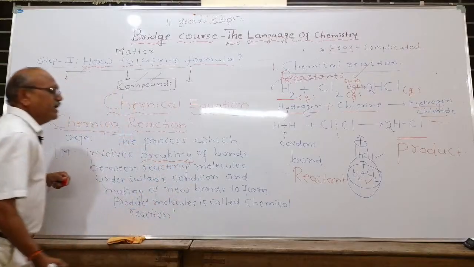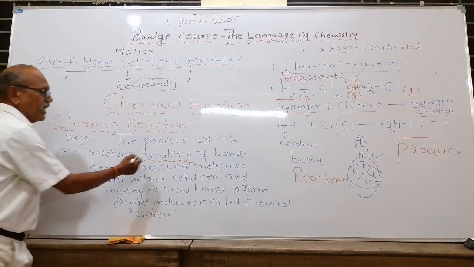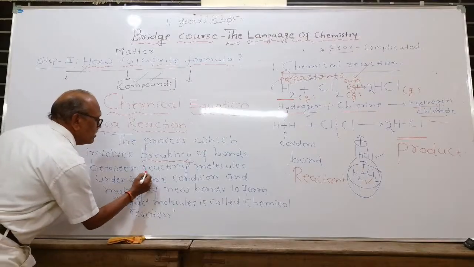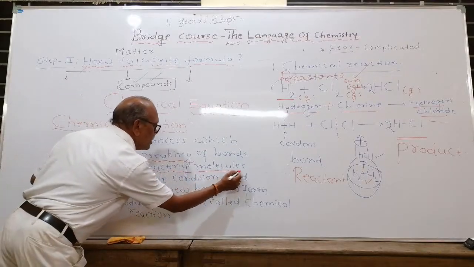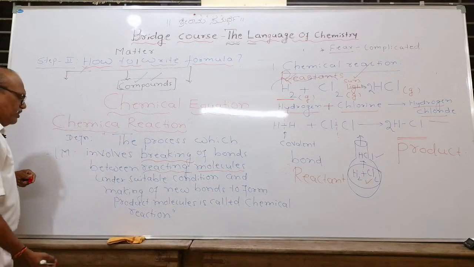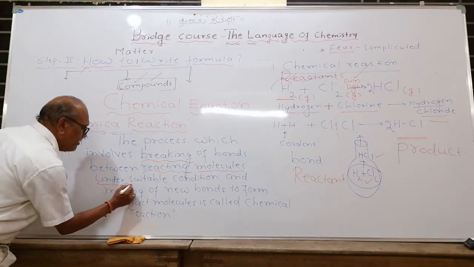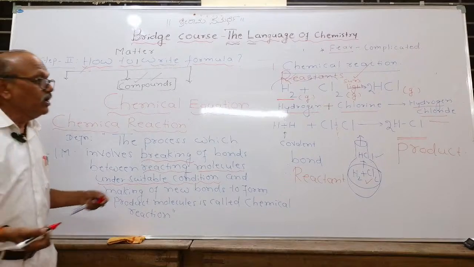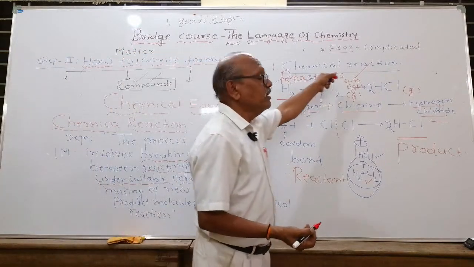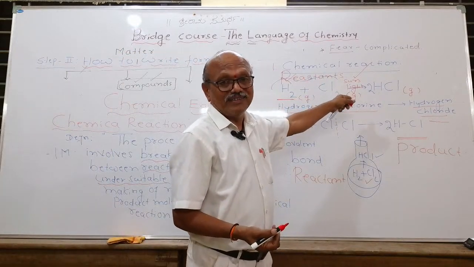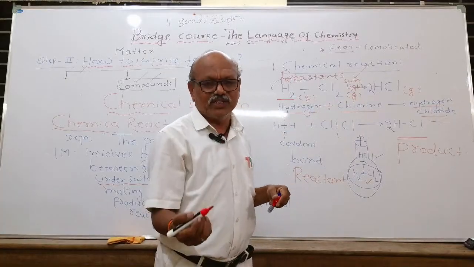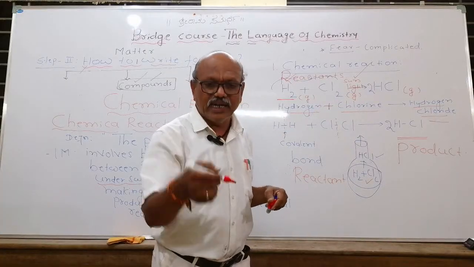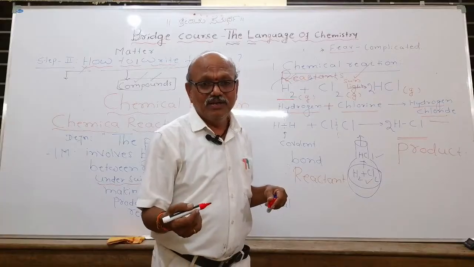Breaking of bonds between what? Between reacting molecules or reactants. And a very important phrase I have added here is "under suitable conditions", because all reactions cannot take place on their own. Hydrogen and chlorine cannot combine in the absence of sunlight. Sunlight is required. For every reaction, there is a certain condition: catalyst, temperature, pressure, right?